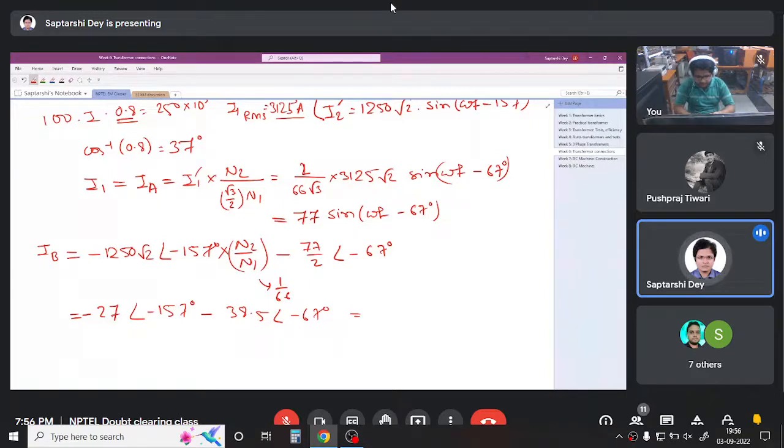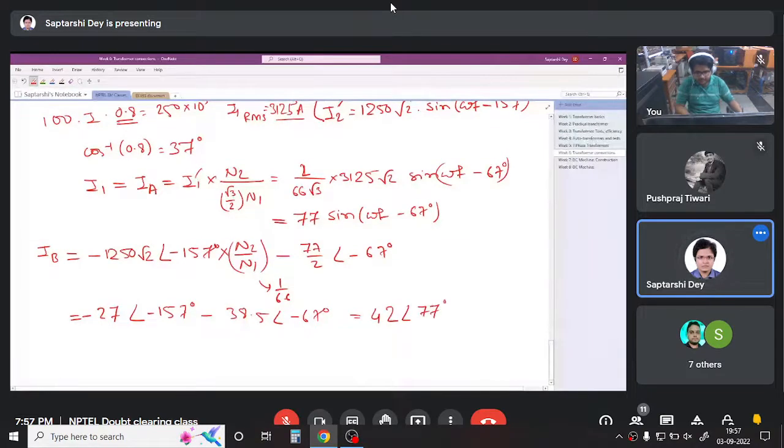Minus 38.5 angle minus 67 degree. Take some time. Okay, it has come. Display, where is display? I cannot find it. Complex, I will write it in R theta format. So in R theta format it comes out to be 42 angle 77 degree.